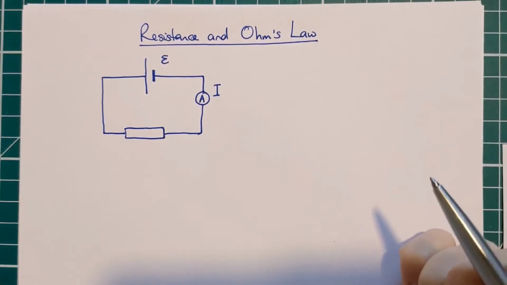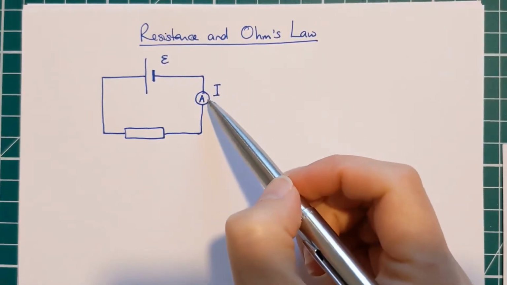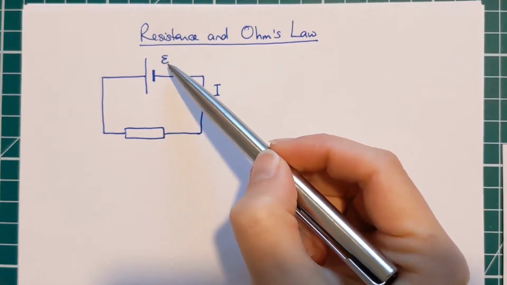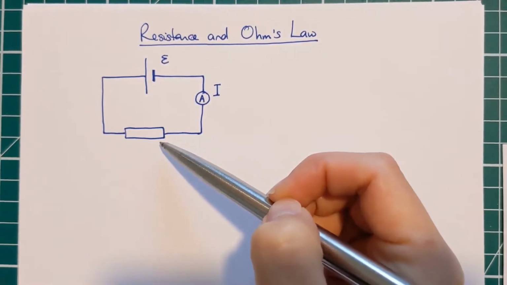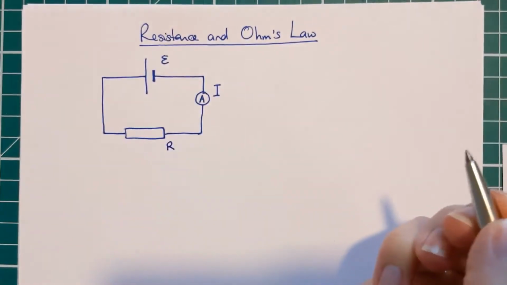Next it's time for resistance and Ohm's law. Two things decide how much current flows around a circuit. How hard it's being pushed, so that's the EMF of the cell, and how difficult it is to push current through whatever the circuit's made of, and that we call resistance.